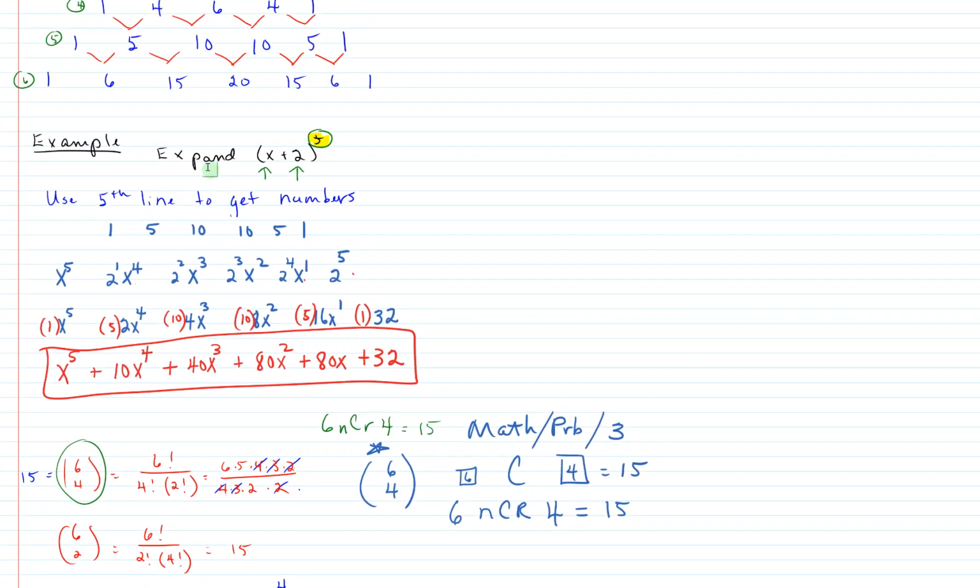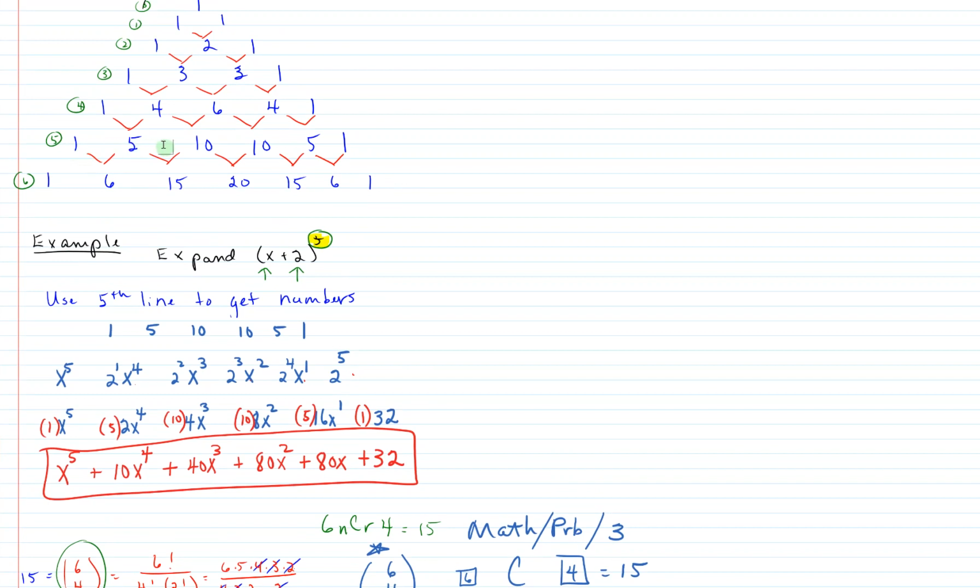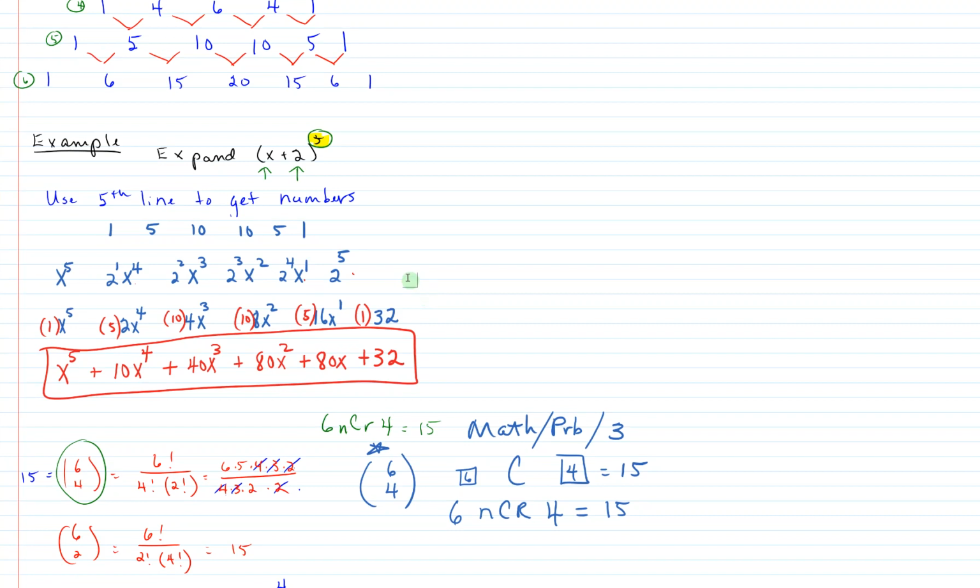So if you were supposed to expand x plus 2 to the fifth, here's the process to do that. We're going to first take the fifth line, because we're expanding to the fifth power. So we're going to write this line down, 1, 5, 10, 10, 5, 1. Then we know we're doing x and 2. We'll take the x first, and we raise it to the fifth power, and then we descend. So we have x to the fifth, x to the fourth, to the third, to the second, to the first, and then x to the 0, which doesn't show up.